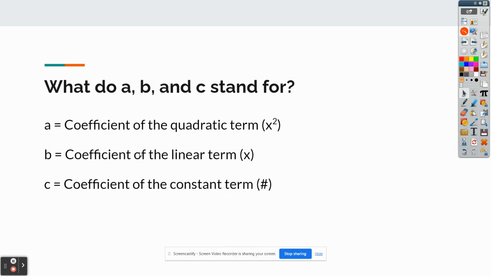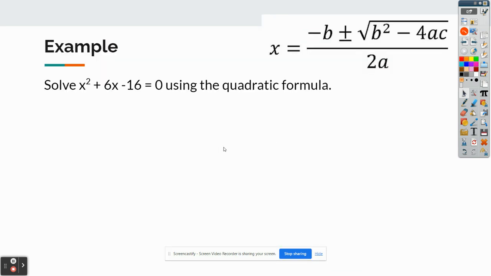Let's use the formula here. So again, this just talks about what a, b, and c are, what I just talked about. A is called the quadratic term, b is the linear term, and c is the constant term. Okay, so here is an example. In this case, we should have a is 1, b is 6, and c is negative 16. And so what we're going to do is substitute those three numbers into the formula.